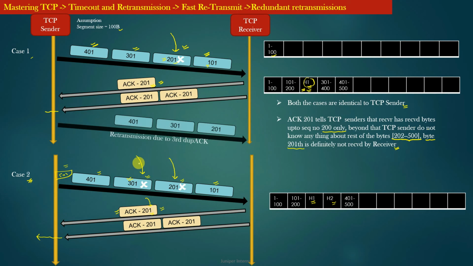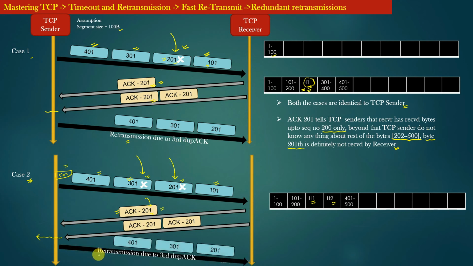So as a result, the TCP sender uses a brute force method and retransmits all the bytes beyond sequence number 201 and onwards. Similarly, in the second scenario, the TCP sender will do the same thing. It will retransmit all the segments with sequence number 201 and onwards. So you can see that in the second scenario, the TCP sender also has to send the data segment with sequence number 501. So you can see that in case 1, segment numbers 301 and 401 are unnecessarily retransmitted.